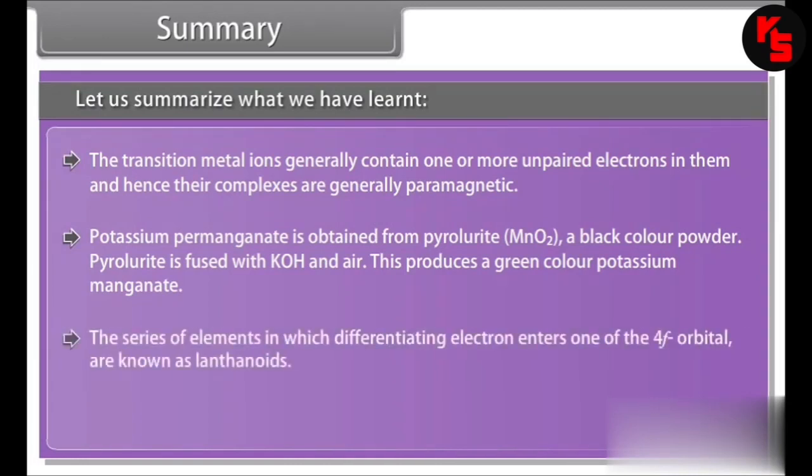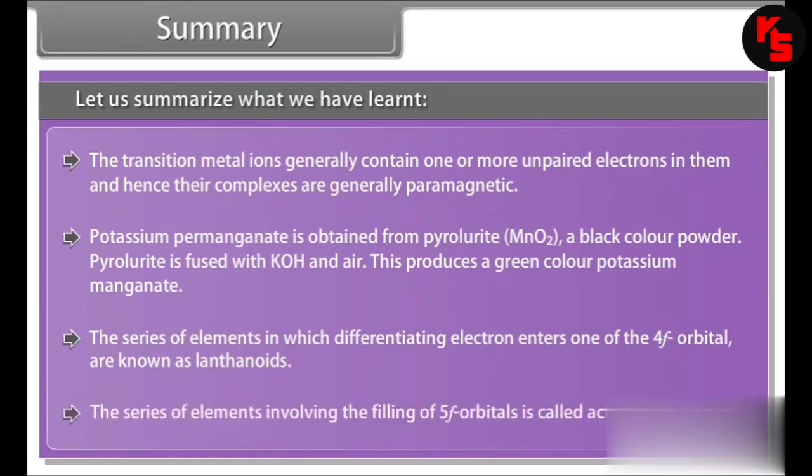The series of elements in which differentiating electron enters one of the 4f orbital are known as lanthanoids. The series of elements involving the filling of 5f orbitals is called actinoid series.